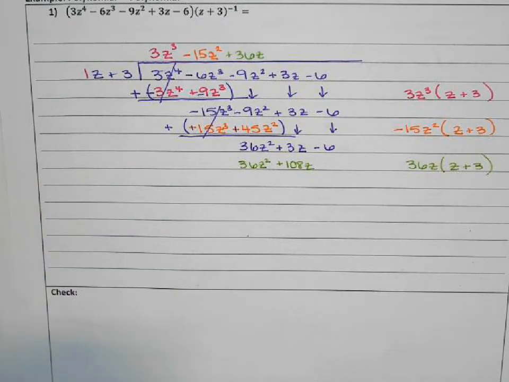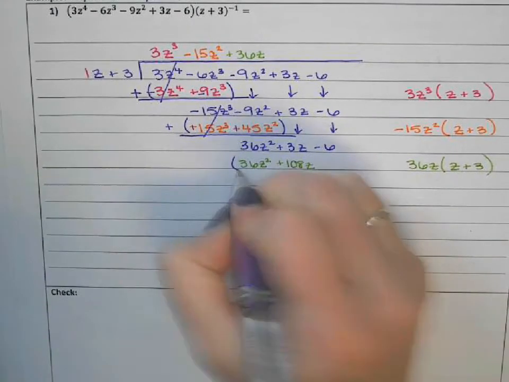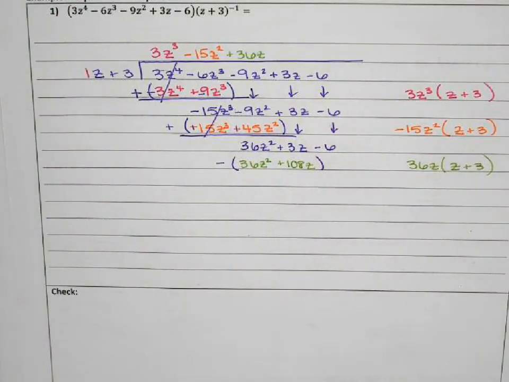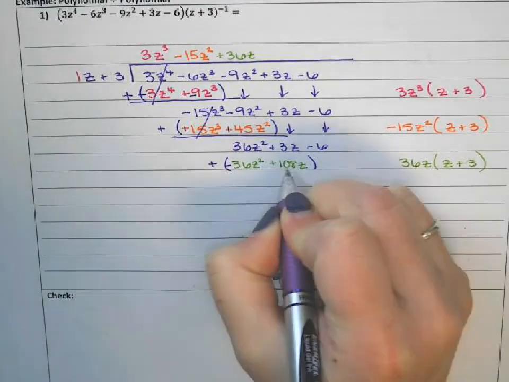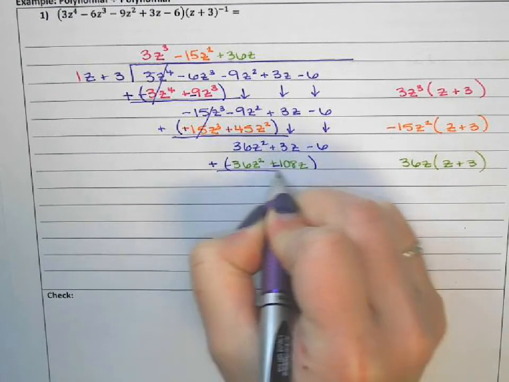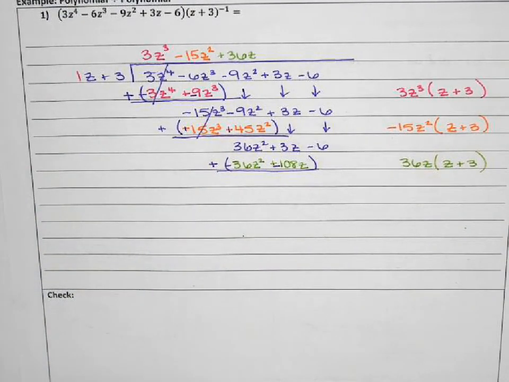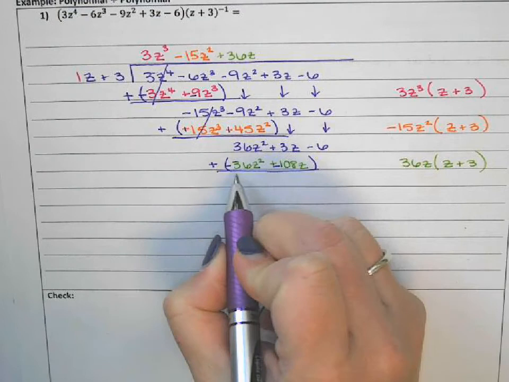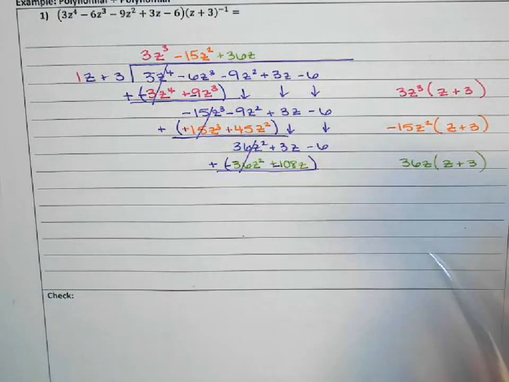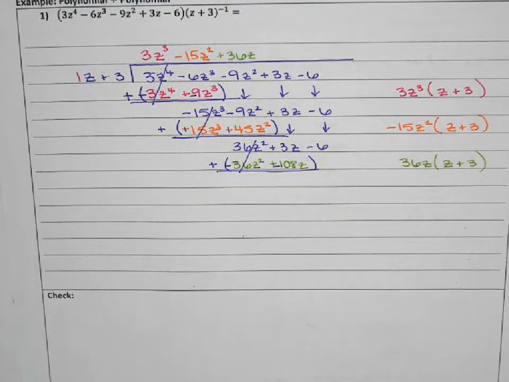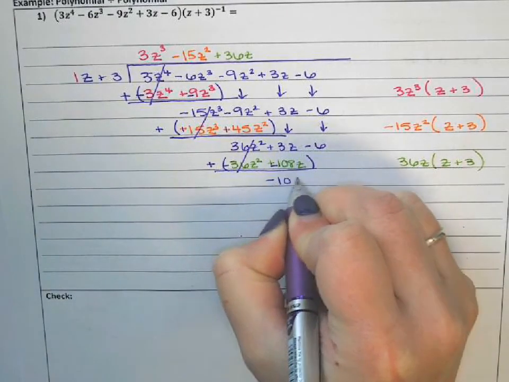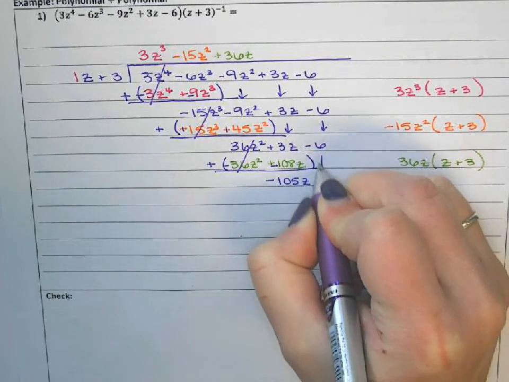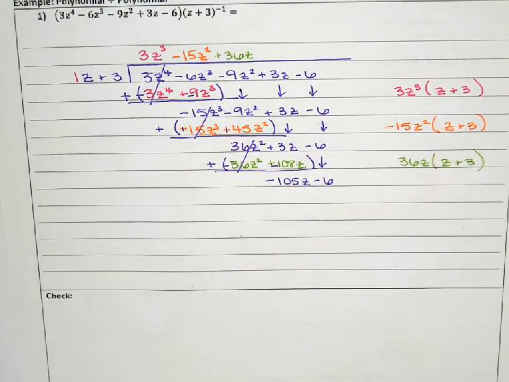Once I have that answer, I have to subtract it. But nobody likes to subtract, because we want to distribute the negative sign. So I'm going to change it to adding a negative here and a negative here. Combine the like terms. 36z squared and a negative 36z squared are no more z squared terms. 3z minus 108z is negative 105z. Bring down that negative 6.